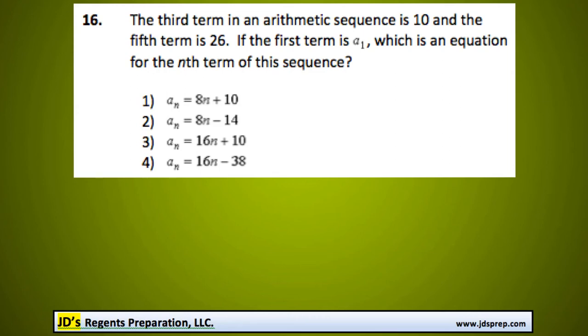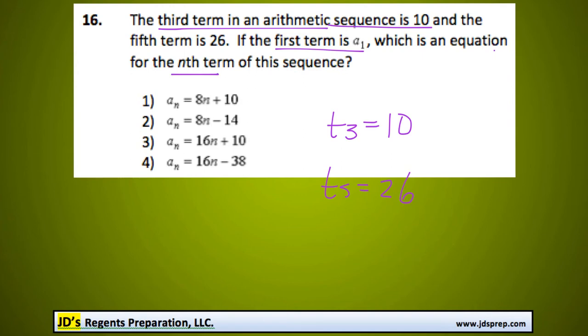This is problem number 16 from the August 2014 Algebra Regents exam. We've got the third term in an arithmetic sequence is 10, so we'll call that T3. And the fifth term is 26, so we'll call that T5. If the first term is A1, which is an equation for the nth term of this sequence?